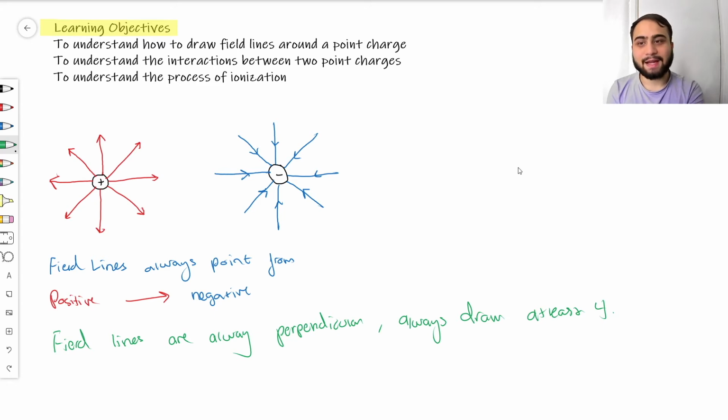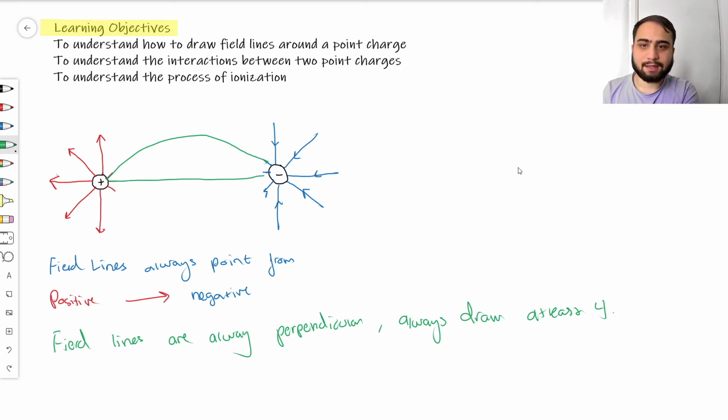Okay, so now let's look at the interaction between 2 different point charges. If I have opposite charges, we know that opposite charges attract. So let's have a look at between our positive and negative charge here. Let's just get rid of these field lines for a second, and let's see how they join up. These field lines look a little something like this. You can see that they bend over, and they go from here to here.